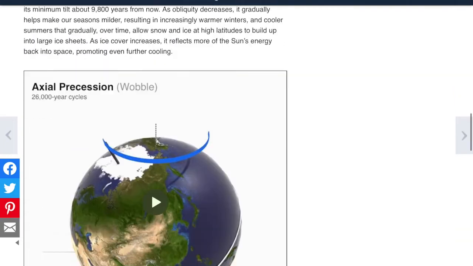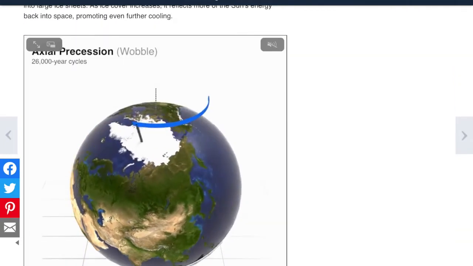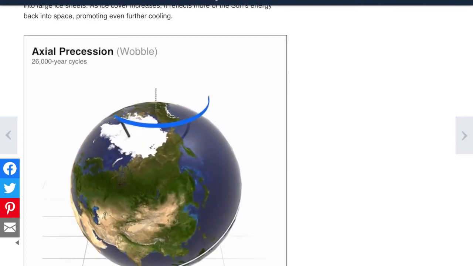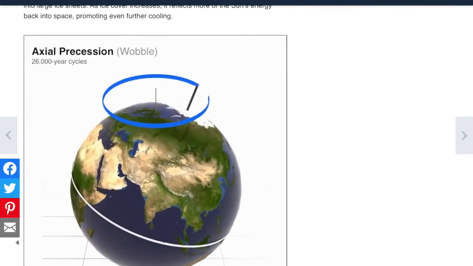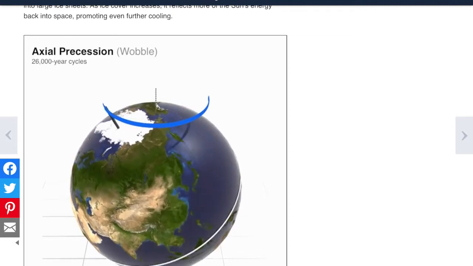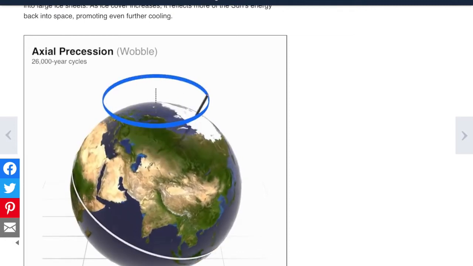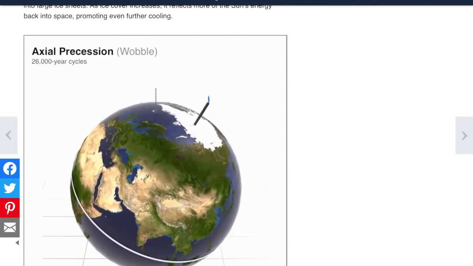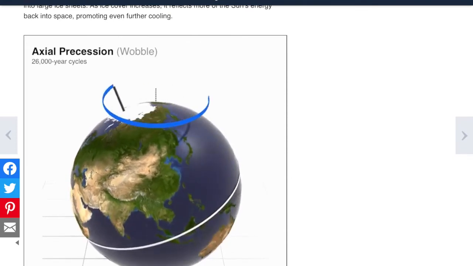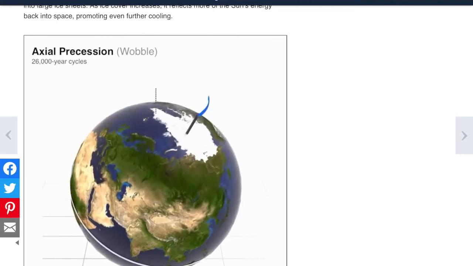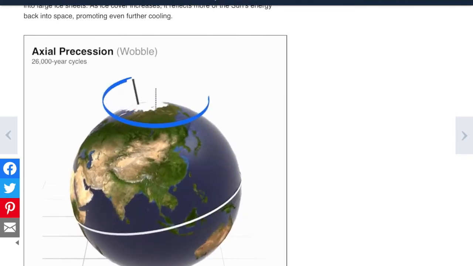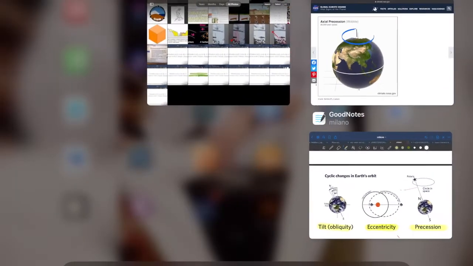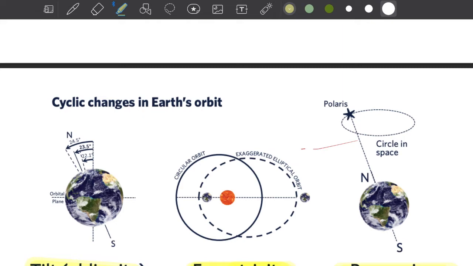Okay, the third one is called precession. Over 26,000 years the direction of tilt changes. Currently it is facing towards a star called Polaris, the pole star, and after some 13,000 years it will be facing towards a star called Vega. Okay, is this clear? So I will discuss this in detail.